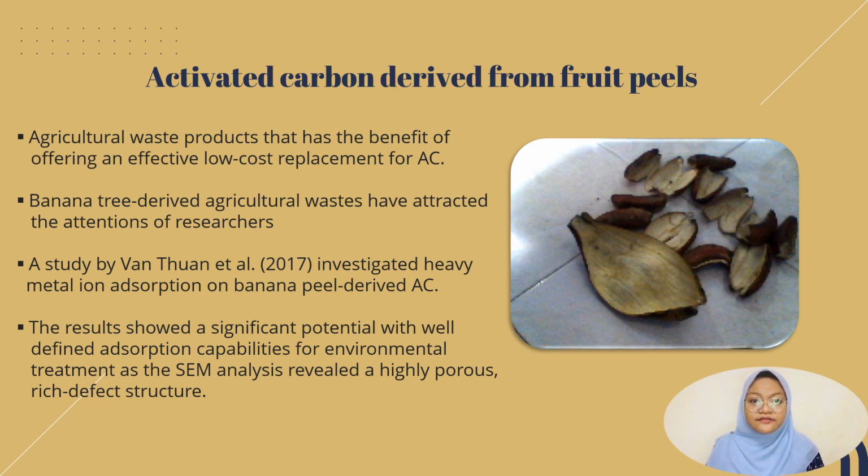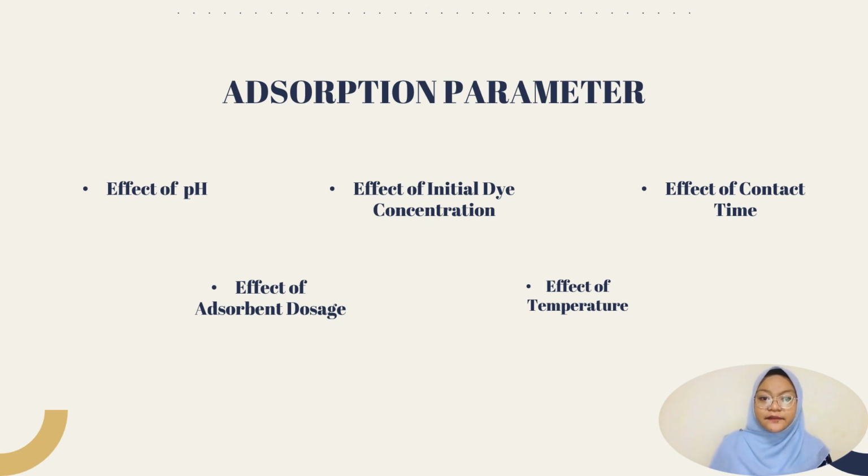A study by Van Tuan et al. investigated heavy metal ion absorption on banana peel-derived activated carbon. The results show a significant potential with well-defined absorption capabilities for environmental treatment, as the SEM analysis revealed a highly porous, defect-rich structure. There are several parameters by which the absorption process will be affected.